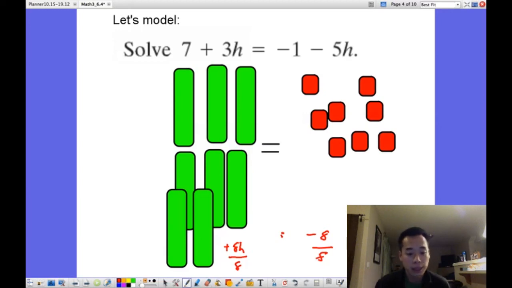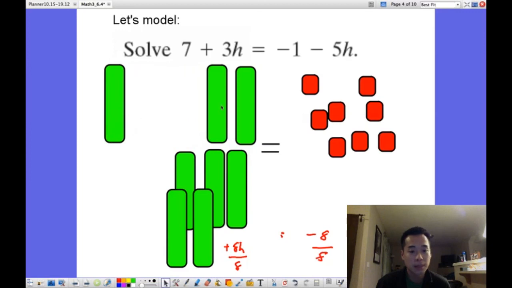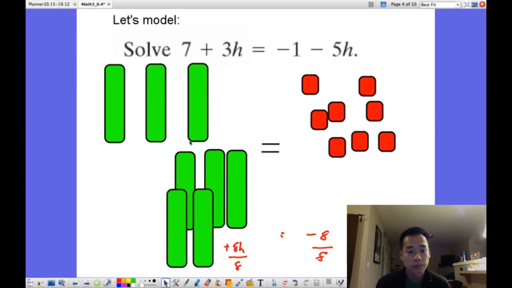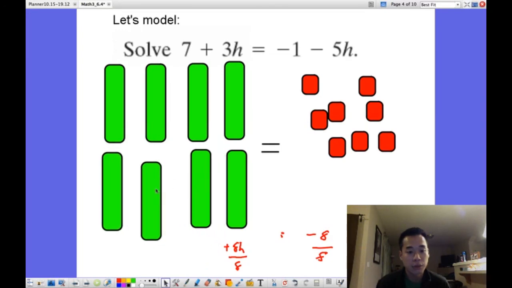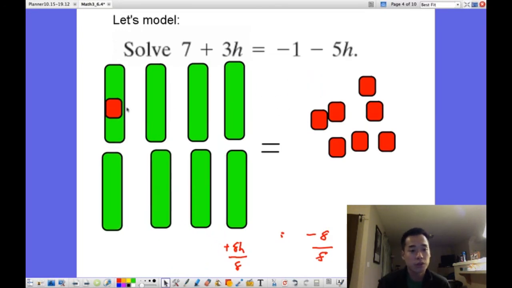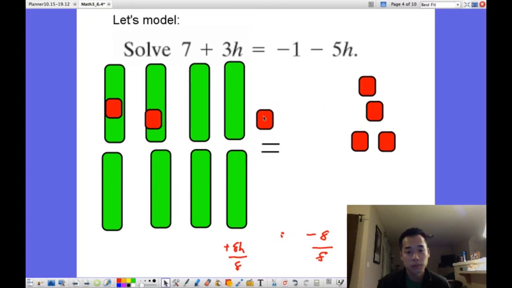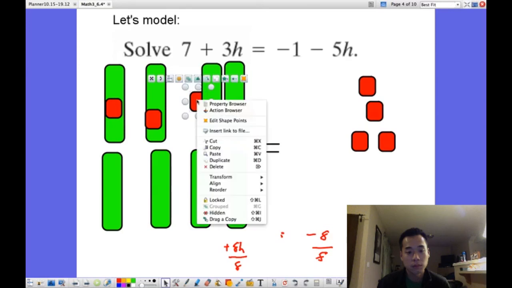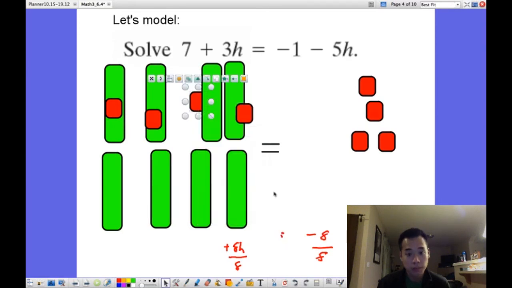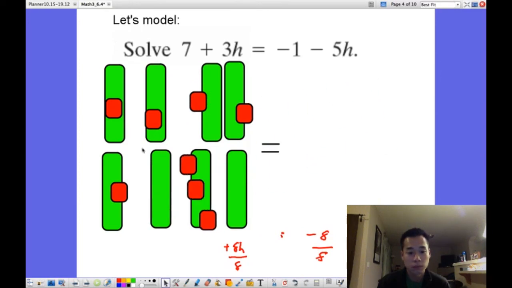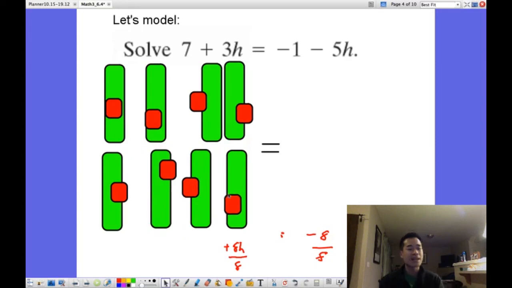If you clearly look at the model, I'm going to break this up into even groups. So I have positive 8 groups, and in each group there's one red tile. And that's how you solve using the model.